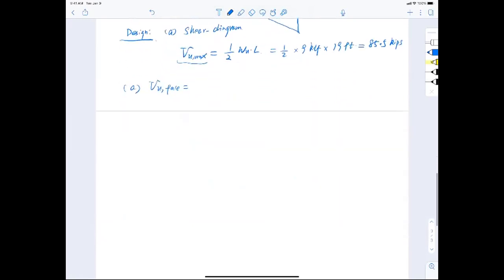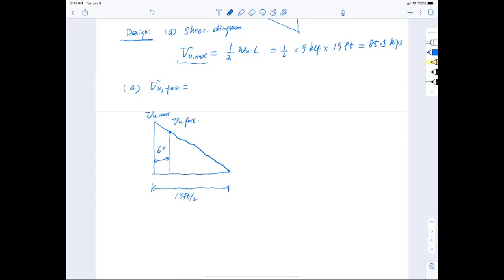So now I look at this here, I have a nice triangle. So I just draw half of it, because I know it's symmetric. So that is my triangle. Here I have VU max. And I know the distance here is 19 feet divided by 2, right? Okay. And somewhere I have this VU max, sorry, VU face. And I know the distance between the VU max and the VU face is 6 inches only, right?